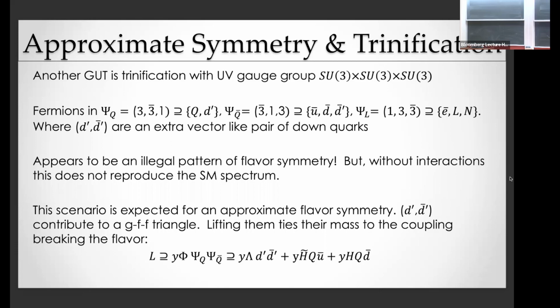And this is exactly possible because without interactions, without Yukawas, this does not reproduce the standard model spectrum. And this theorem that I was giving you about what happens when you take into account the fact that the Yukawas break the flavor symmetry is at play here. So what happens is that the same interaction which is needed to lift this extra vector-like pair of down quarks is also the interaction that generates the Yukawa couplings. That's what's guaranteed by this general result, that these two interactions will be tied together.